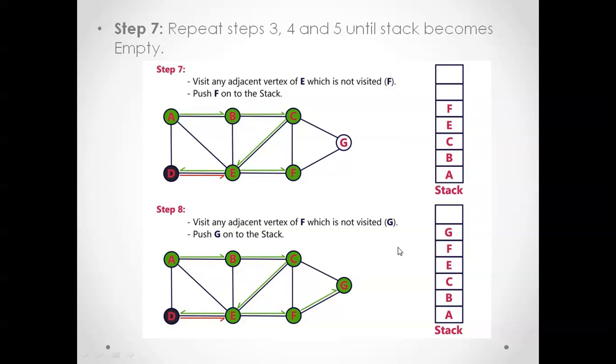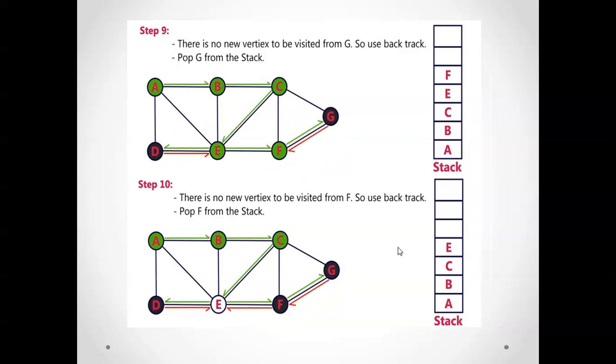Then observe carefully from here onwards. There is no vertex to be visited from G. So what do you have to do? Whenever we don't have a new vertex to visit, we need to perform backtracking. Whenever you perform backtracking, what do you have to do?